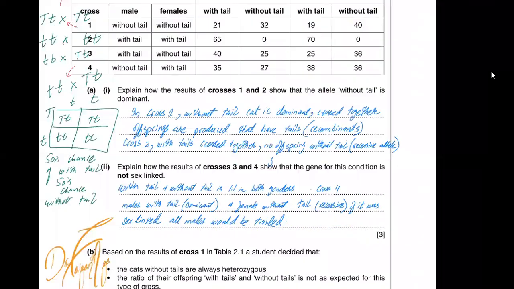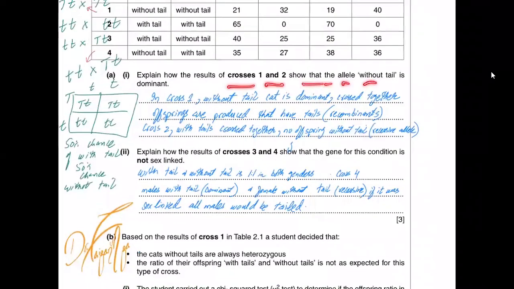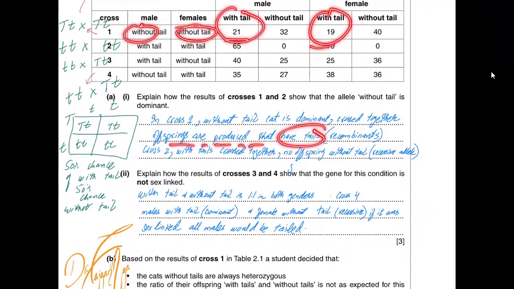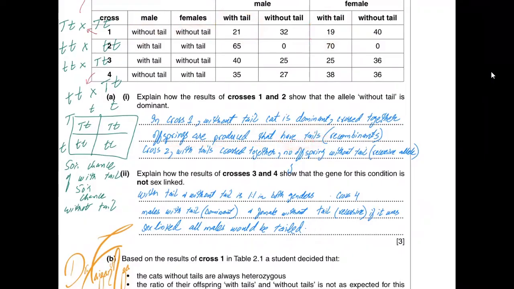So coming back, explain how the results of cross 1 and cross 2 show that the allele for without tail is dominant. Already we have discussed that in cross 1, without tail is dominant. Crossed together, they produce offspring that have tails. That means they both were carriers of the recessive trait, because only then can the recessive trait be seen in the offspring. In cross 2, with tails crossed together, there are no offspring without tail, 100% of offspring carry the recessive trait, because when you cross recessives together, all offspring carry the recessive trait. The dominant cannot show because the dominant allele is just not there in the parents.